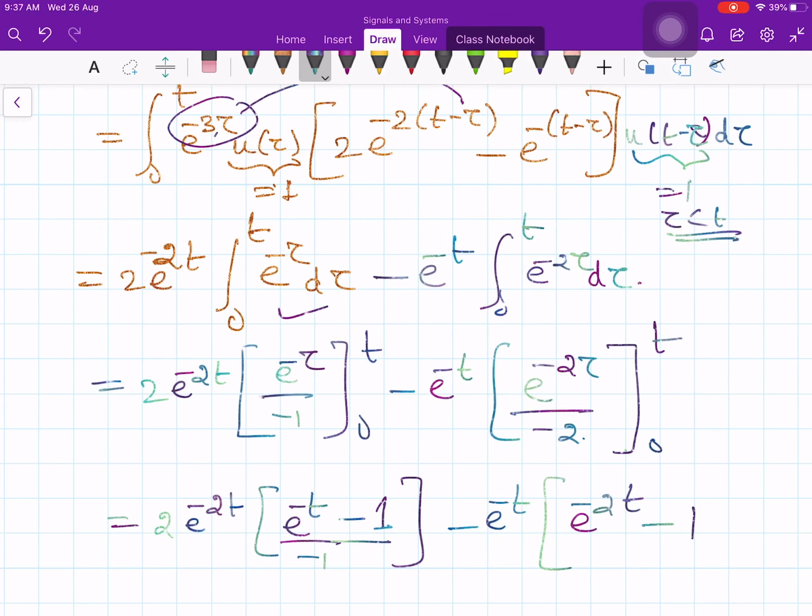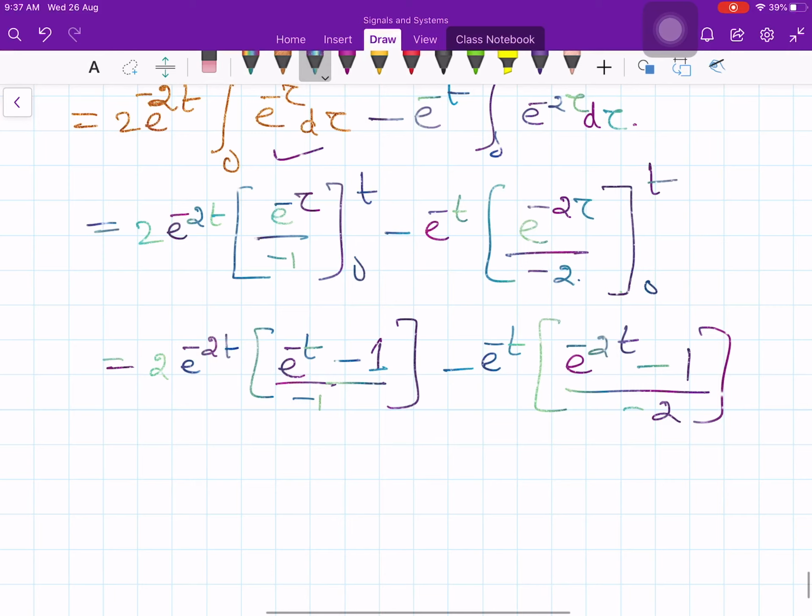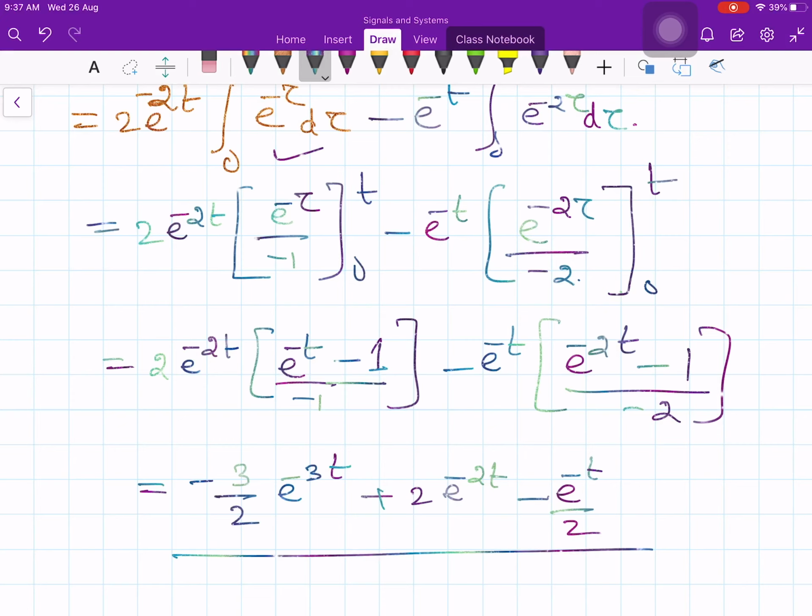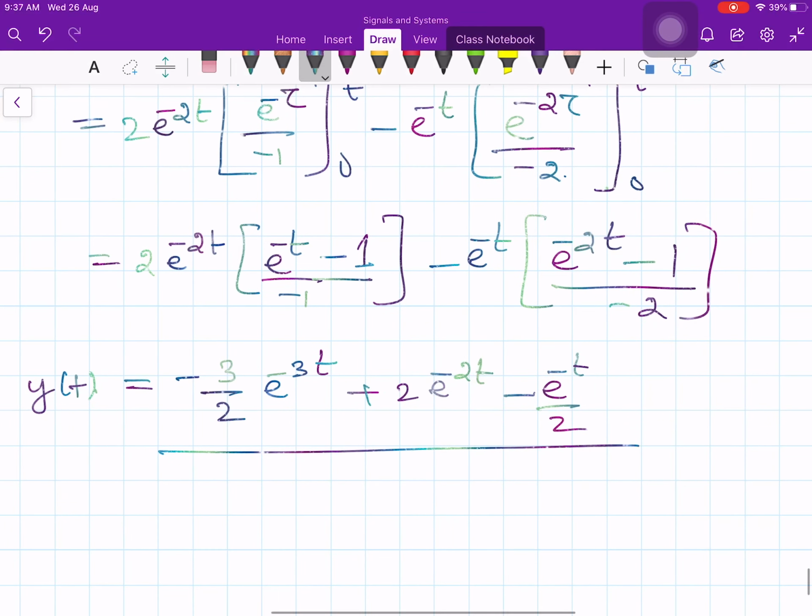If you rearrange all the terms, then finally you will end up with them. I am writing, it's a matter of algebraic simplification, that's all. Minus 3 over 2 e to the minus 3t plus 2 times e to the minus 2t minus e to the minus t by 2. So, this is the output y of t. And of course, this is valid for t greater than 0.